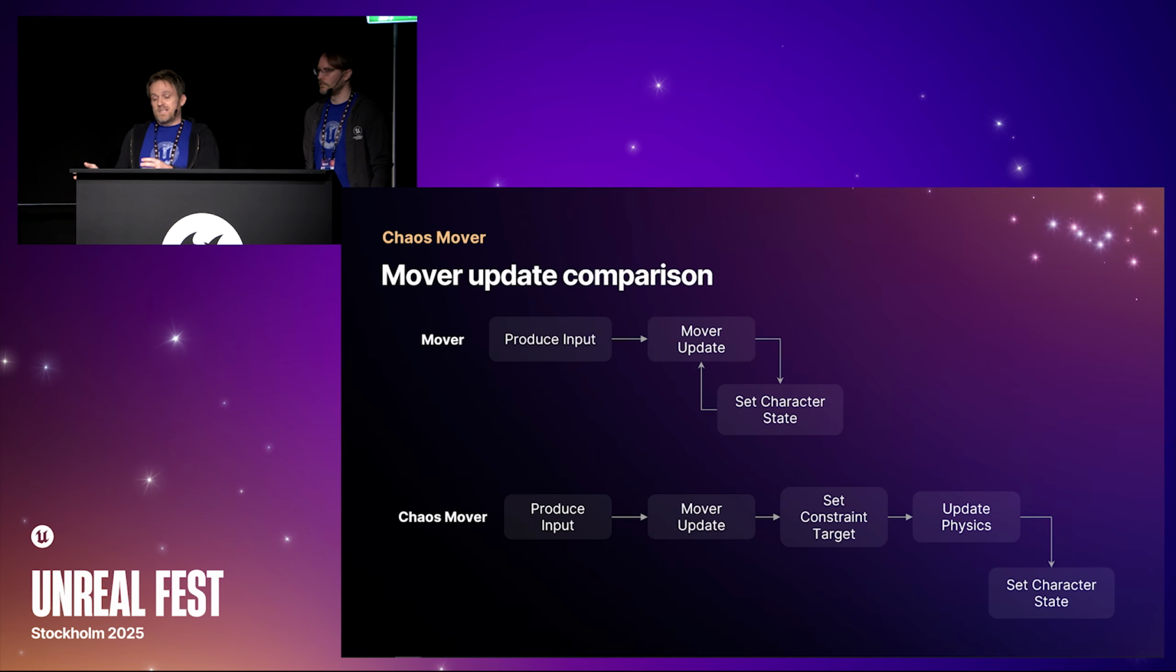So it starts exactly the same. You produce the same input, and then you go to your mover simulation to produce a target. But now instead of setting that directly onto the character, you set a target for the constraint. That constraint is then solved as part of the physics update, and then you read out the actual state from the physics, which may or may not be where you set the target to be.